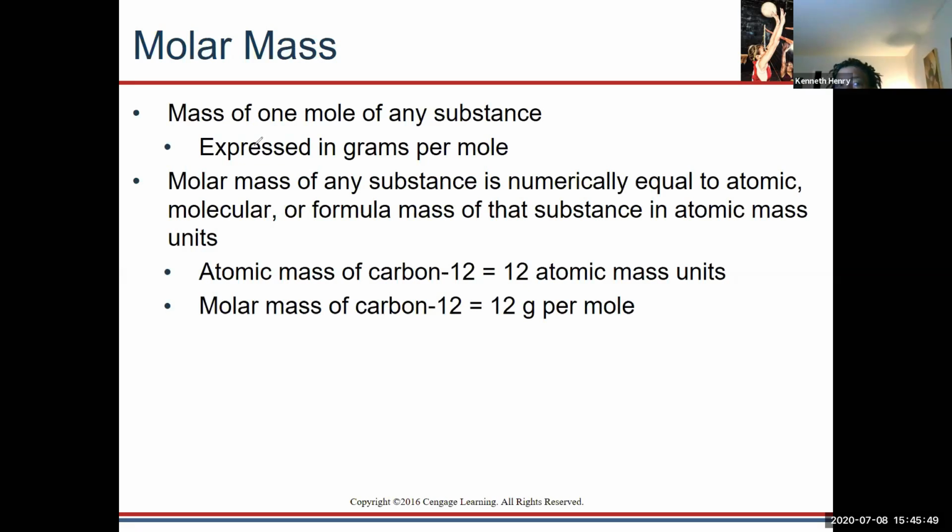Knowing that, we know that carbon, for 1 mole, is going to be 12 grams. The atomic mass on your periodic table is also going to act as your grams per mole. So what is the grams per mole of, let's see, tungsten?